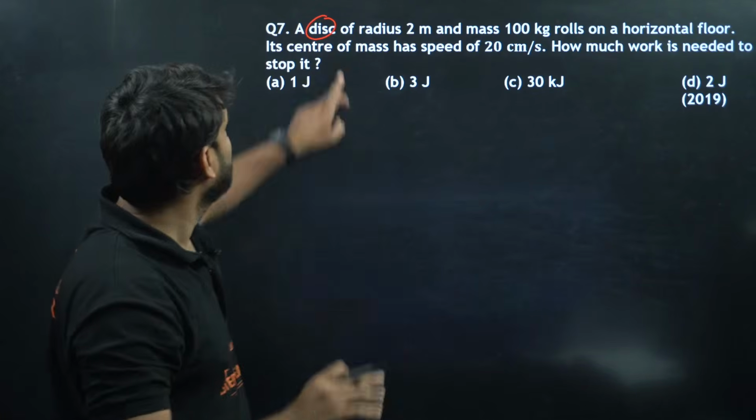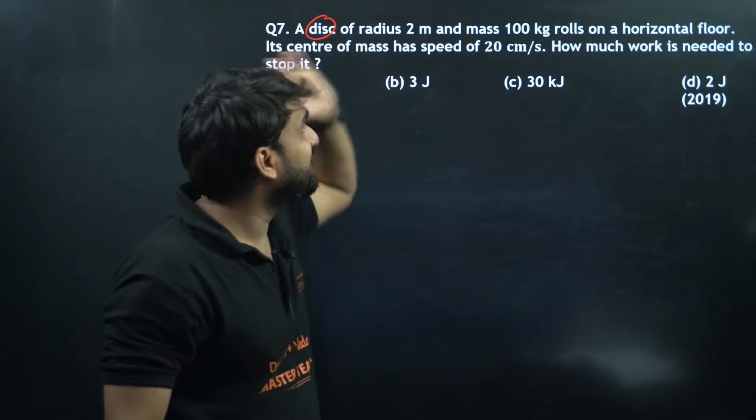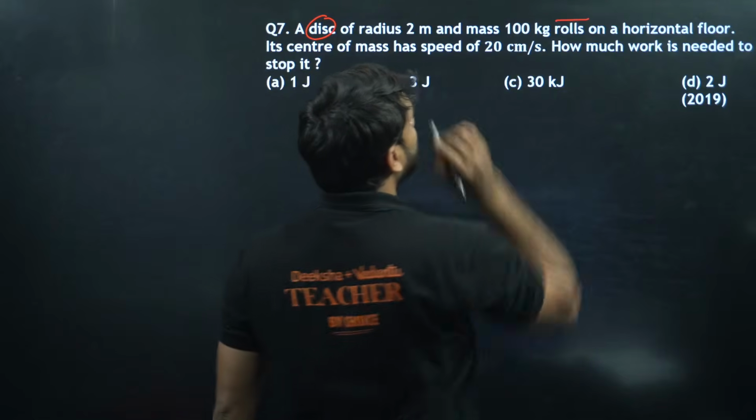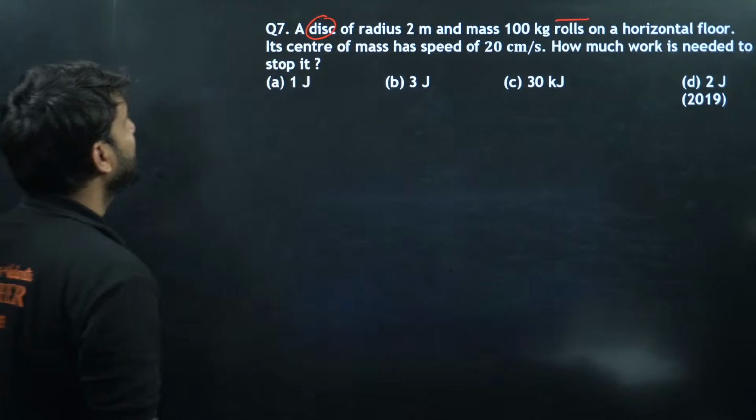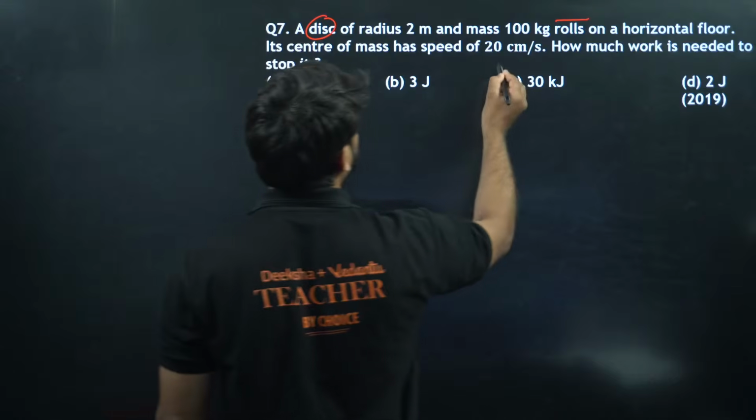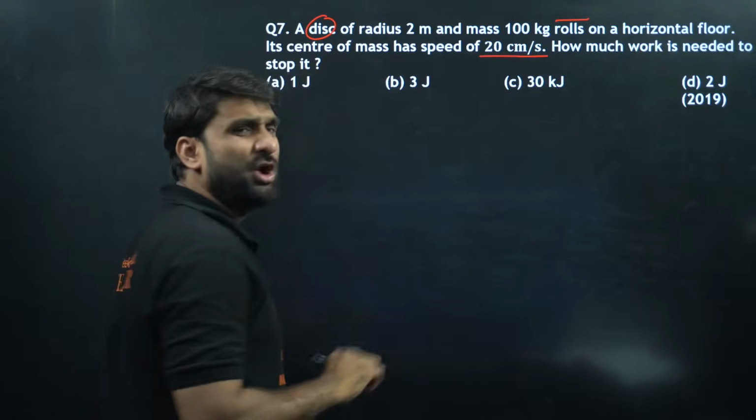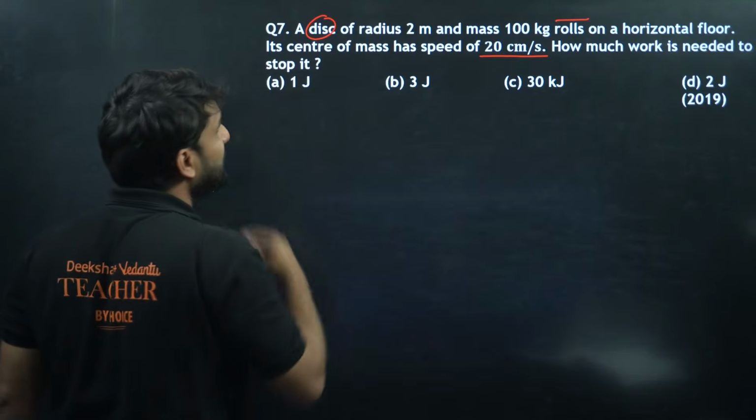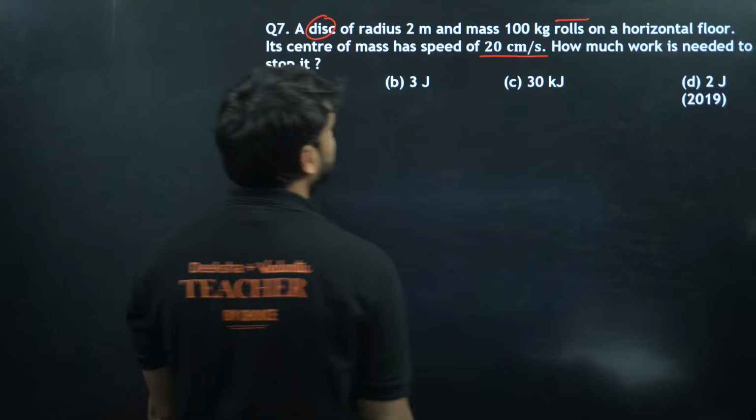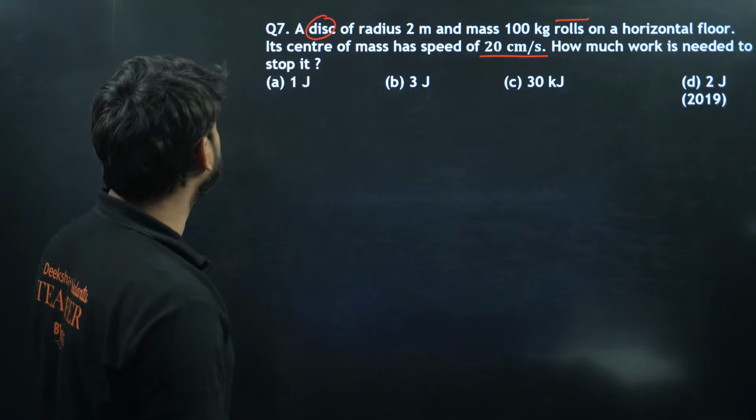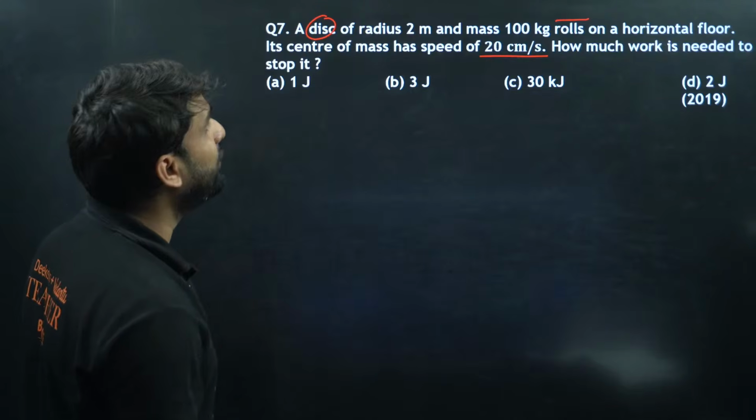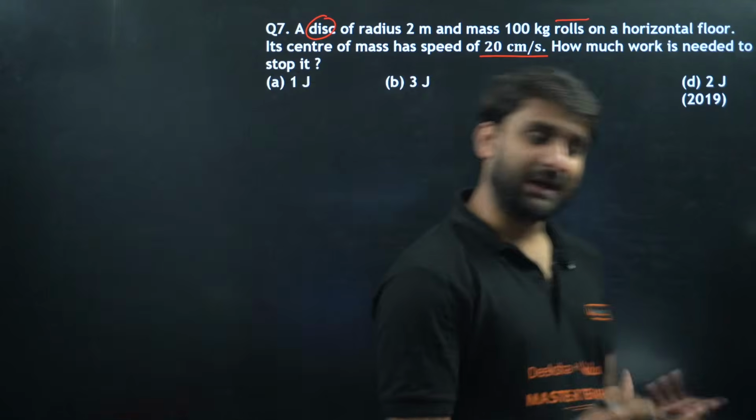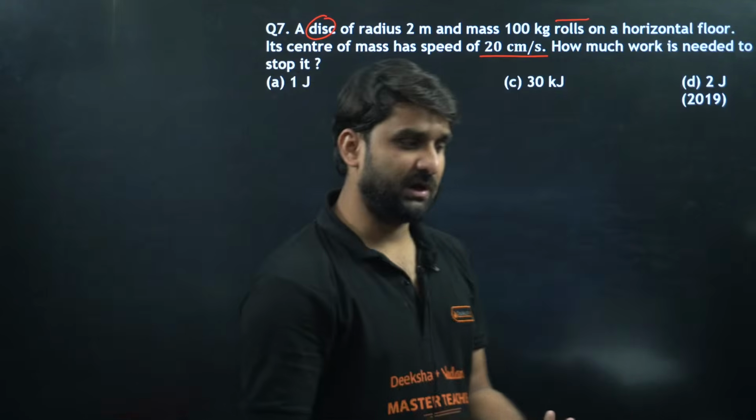Keep it in your mind, of radius 2 meter and mass 100 kilogram, rolls on a horizontal surface. Its center of mass has a speed of 20 centimeter per second. We have to convert it into meter per second, because centimeter is not an SI unit. How much work is needed to stop it? So we have to find the work done to stop the disc. Very easy. If something is rolling, the work done will be the kinetic energy.